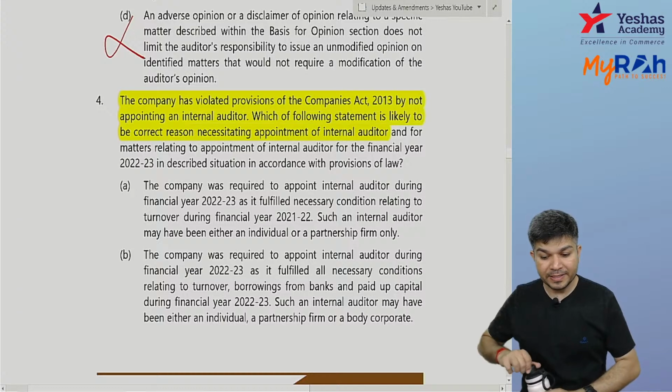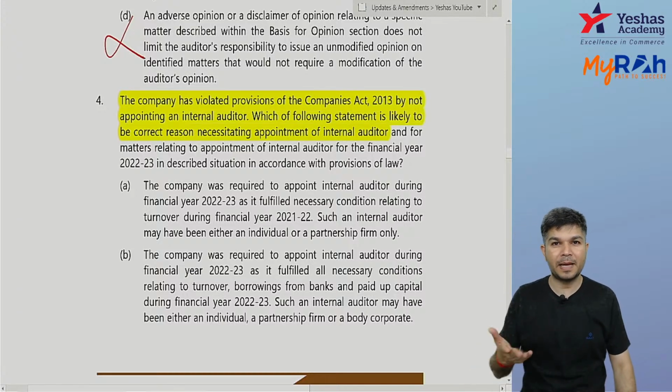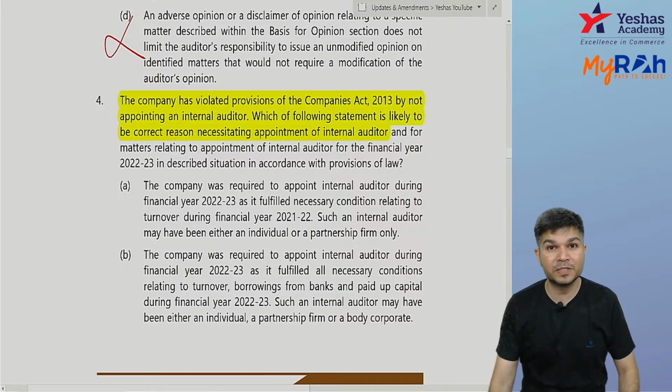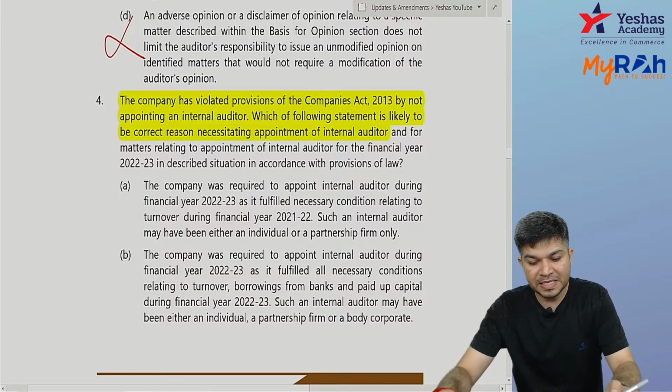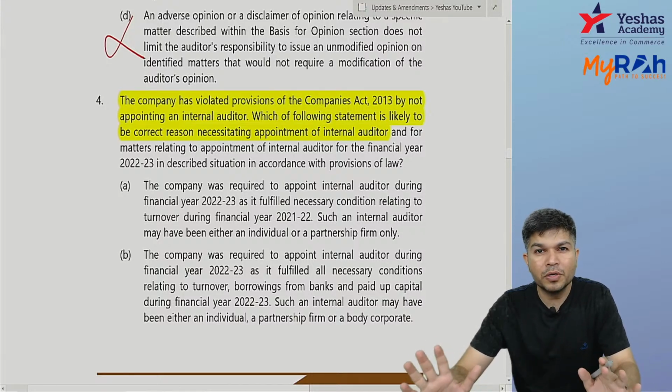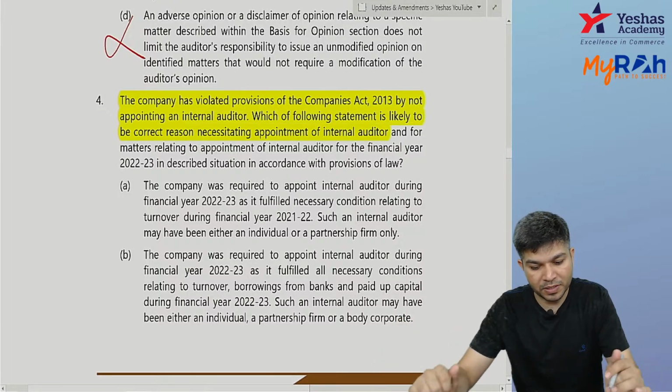Okay, company has violated provision of Companies Act by not appointing an internal auditor. Section 138 is applicable. Turnover exceeded 200 crores. Yes, internal audit is there. Which of the following statements is likely to be the correct reason? See, borrowing was not exceeding the limit. I had to see last year. Only turnover. Turnover is exceeding 200 crore.